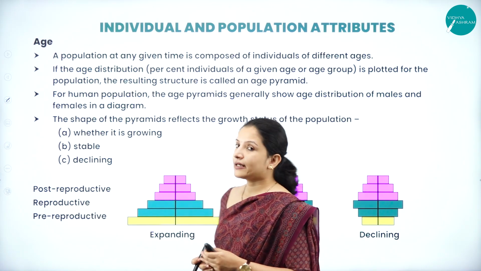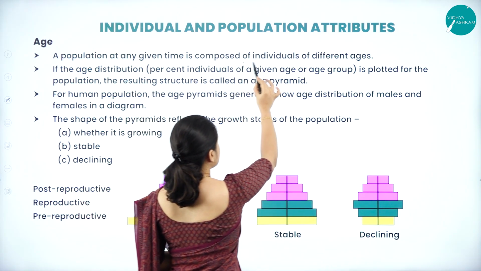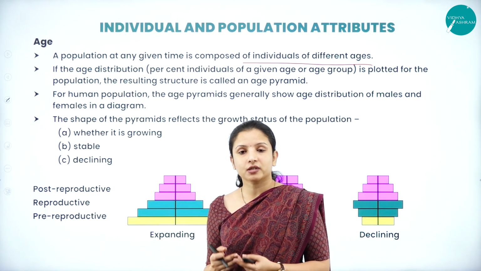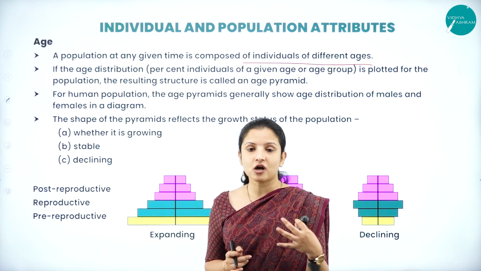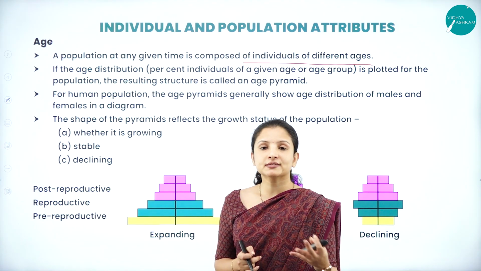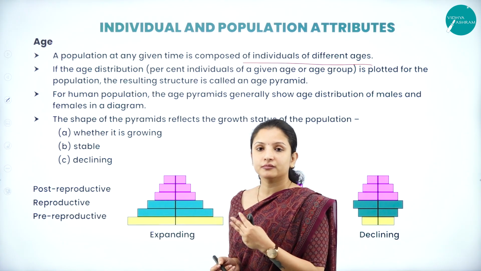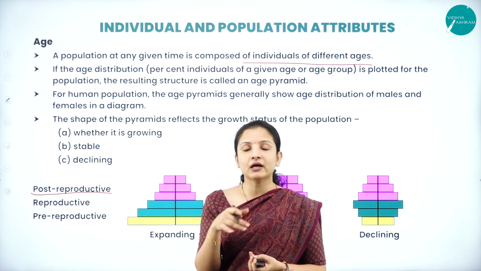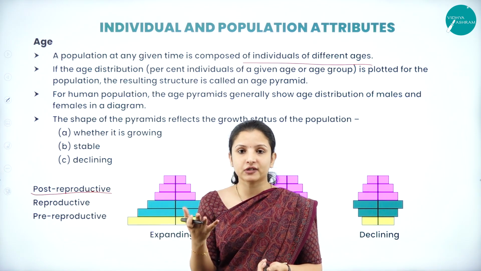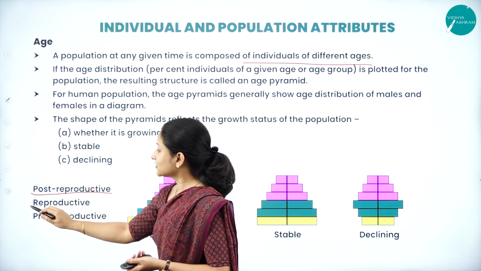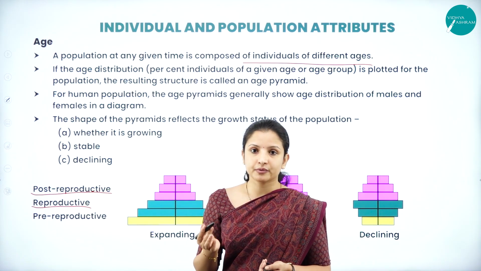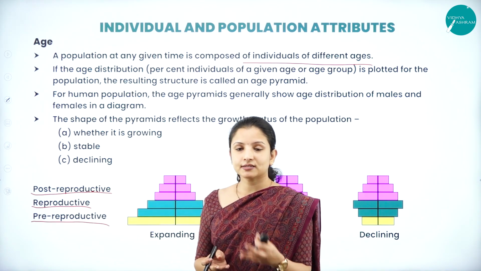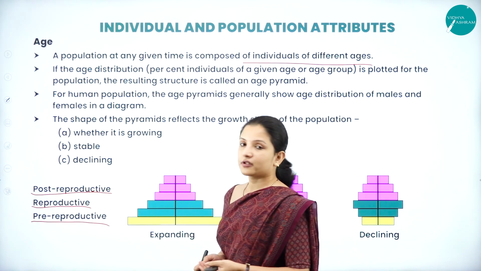A population at any given time is composed of individuals of different ages. That is true, right? So here we consider the different ages of the individuals in that particular population. How many individuals are of old age? How many are of adolescent age? How many are still of infant age? We use three terms to describe the age of a population. First, post-reproductive, meaning those who have passed their reproductive age, that is above 50. Next is reproductive age, those who are capable of giving birth. And pre-reproductive age is the children. Here we shall discuss this using various graphical representations.